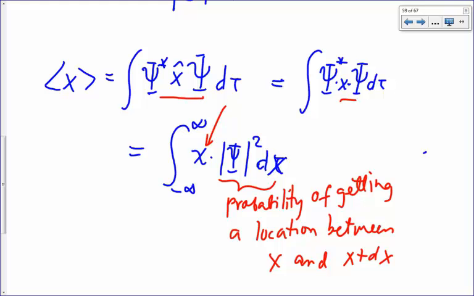This one? How did I get that? That's a multiplicative operator. When you apply x hat on function f, it's just x times f.